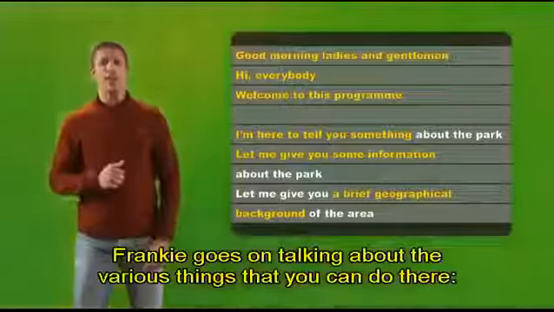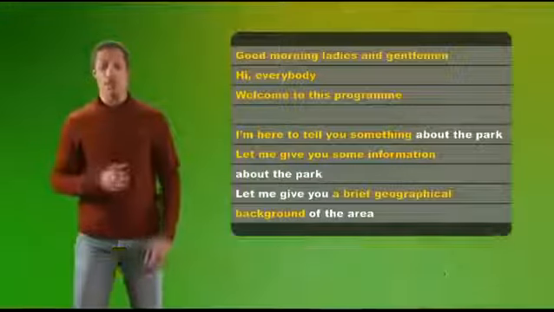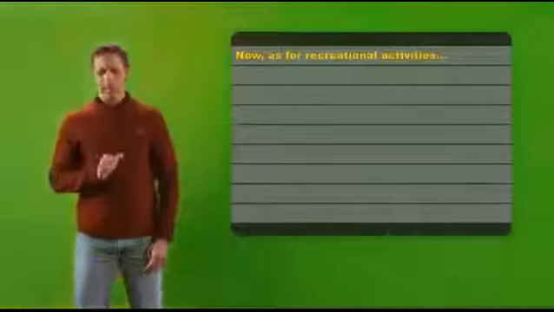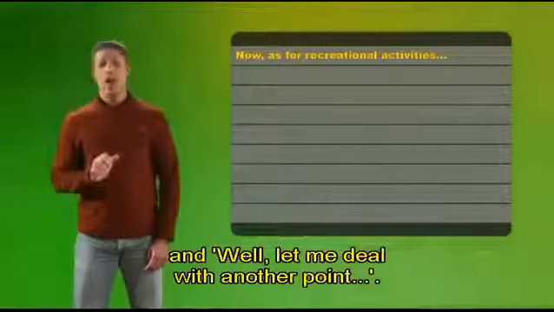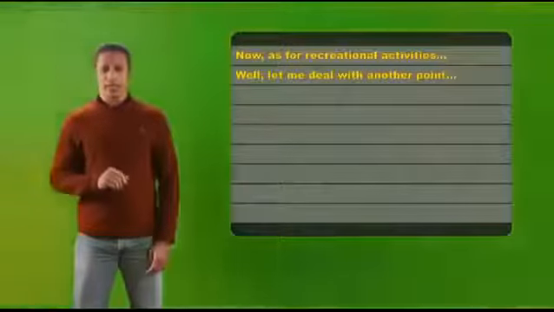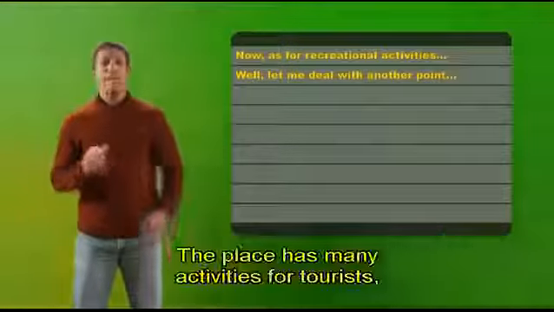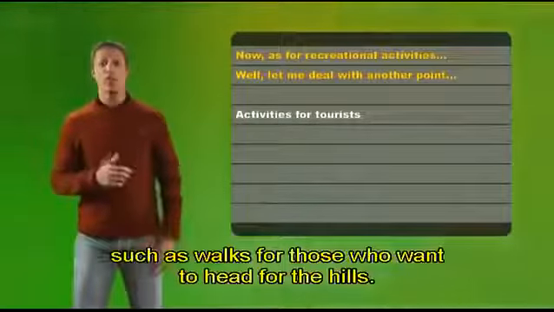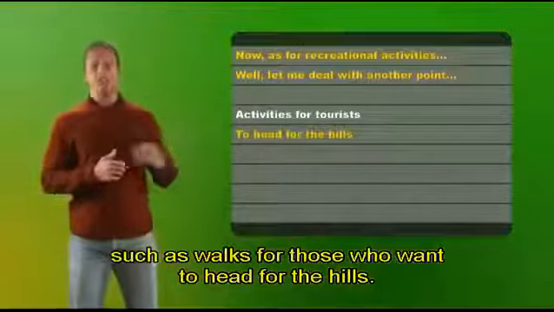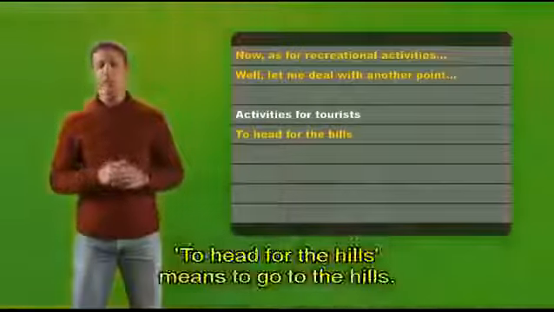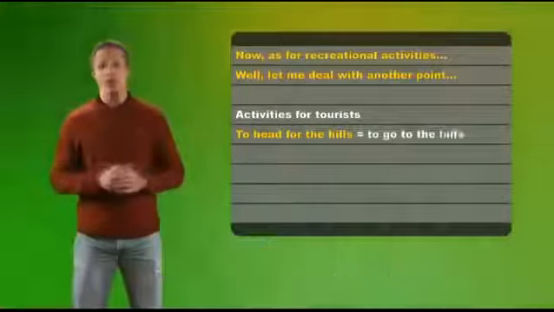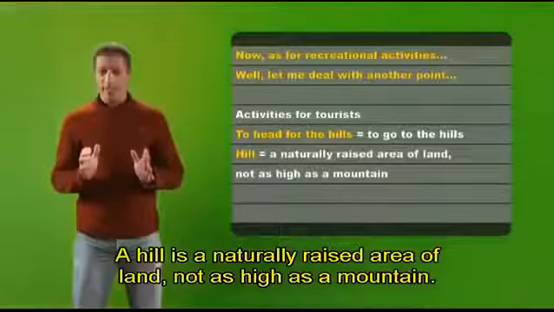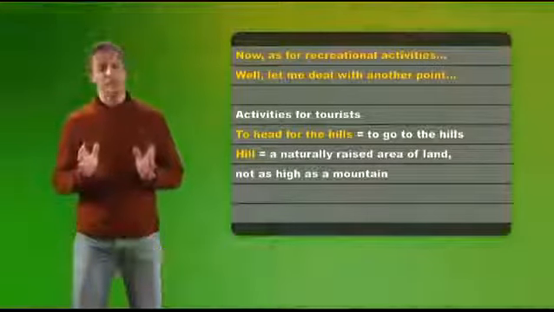Frankie goes on talking about the various things that you can do there. Now, as for recreational activities, well, let me deal with another point. The place has many activities for tourists, such as walks for those who want to head for the hills. To head for the hills means to go to the hills. A hill is a naturally raised area of land, not as high as a mountain.